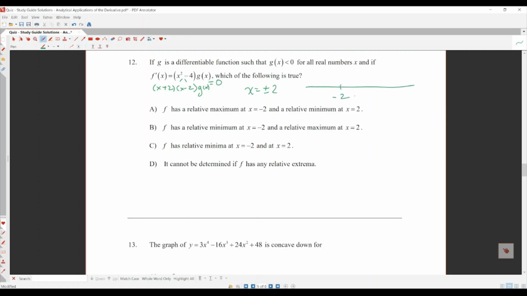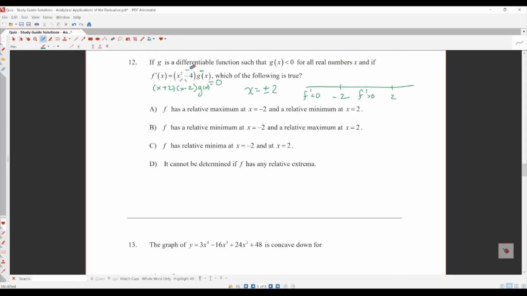Let's make our number line, -2, +2. Let's take a number. So again, remember, g of x is always negative. And so take a number like -3. I'm going to plug it into this one. -3 squared is 9. 9 minus 4 is positive. So that means that f prime is negative here. Plug in 0. 0 squared, 0 minus 4 is negative. Negative times negative is positive.